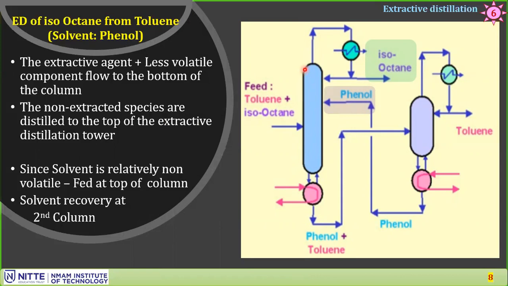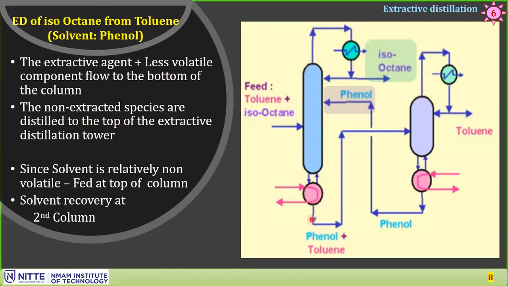Now the phenol extracts one of the components. Phenol is the extractive agent. The extracted component, the less volatile one, flows to the bottom of the column. The non-extracted species gets distilled to the top of the column. That means isooctane is not extracted; it gets evaporated and separated. Whereas toluene gets mixed with the phenol, dissolves in phenol, and goes to the bottom part.